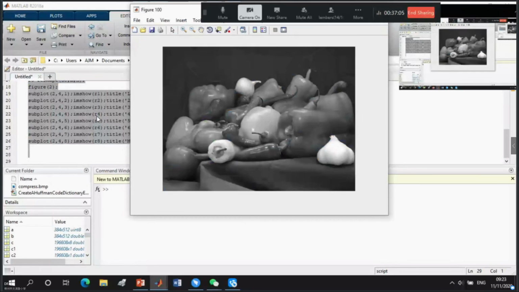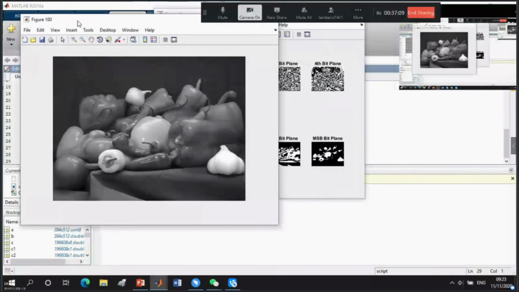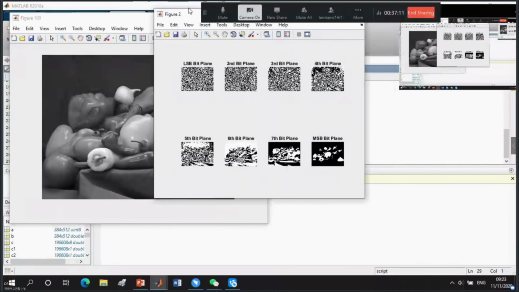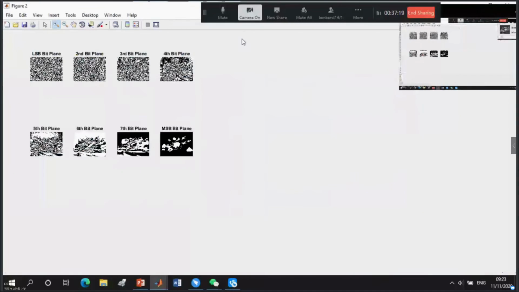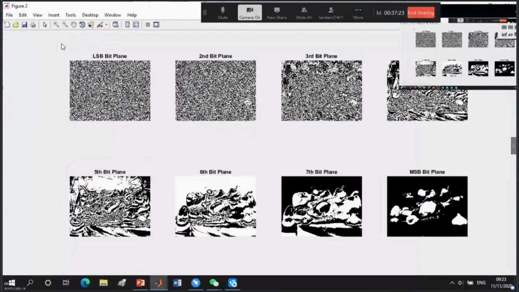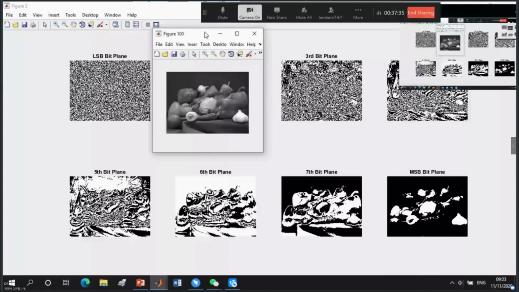This is the original one, but now we can see the image sheet by sheet. The LSB bit plane is something like this. Let me make it a little bit bigger so that maybe you will enjoy it more. And this is the original one. Let me make it small for you. See the LSB bit and MSB bit of the bit plane decoding.